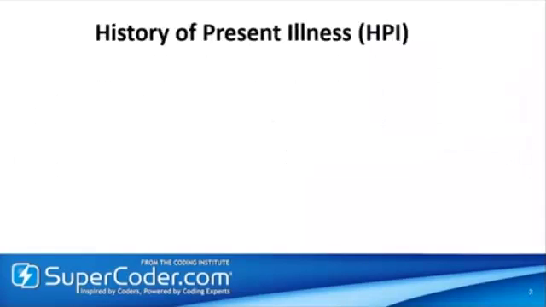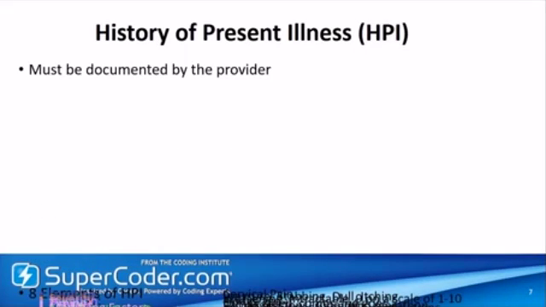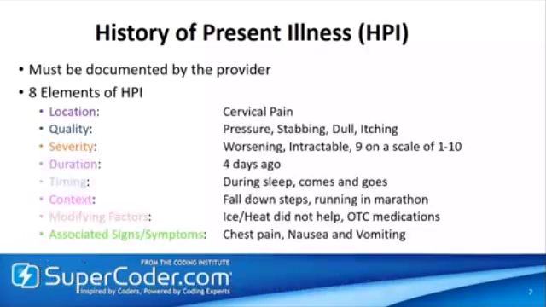Now let's move on to the HPI, or history of present illness. Now, all of the history of present illness must be documented by the provider. Now, there are 8 elements of HPI, and here are some examples of each. Location can be cervical pain, quality, pressure, stabbing, dull, itching, severity, worsening, intractable, 9 on a scale of 1 to 10. Duration, the pain started 4 days ago.